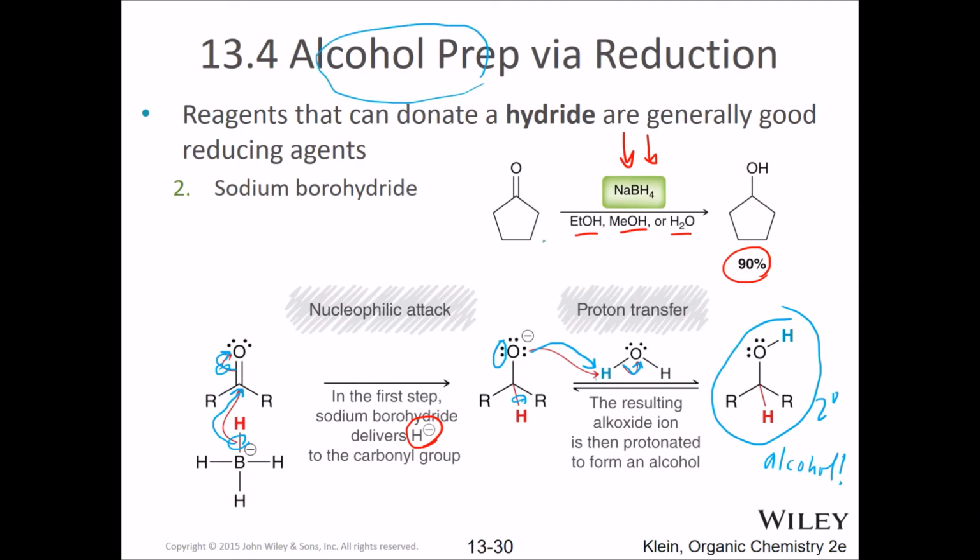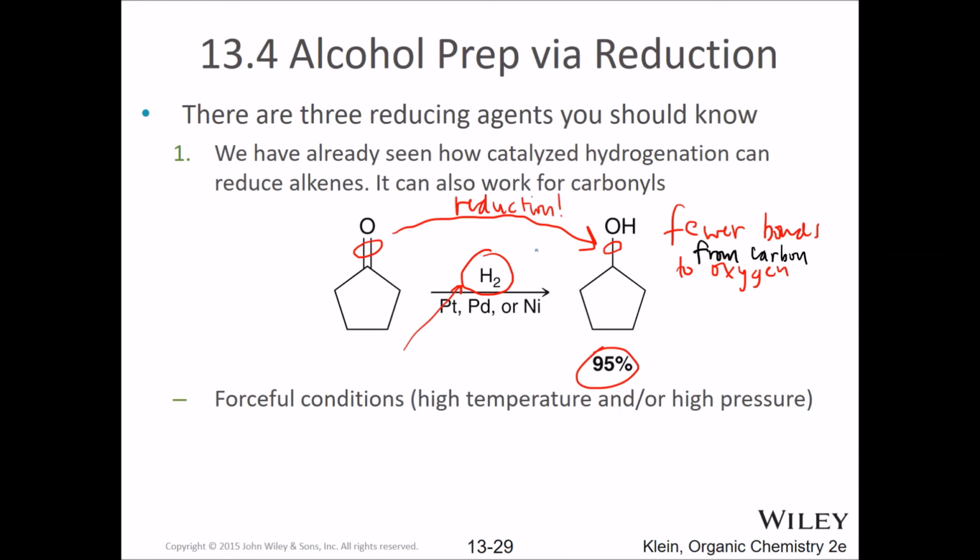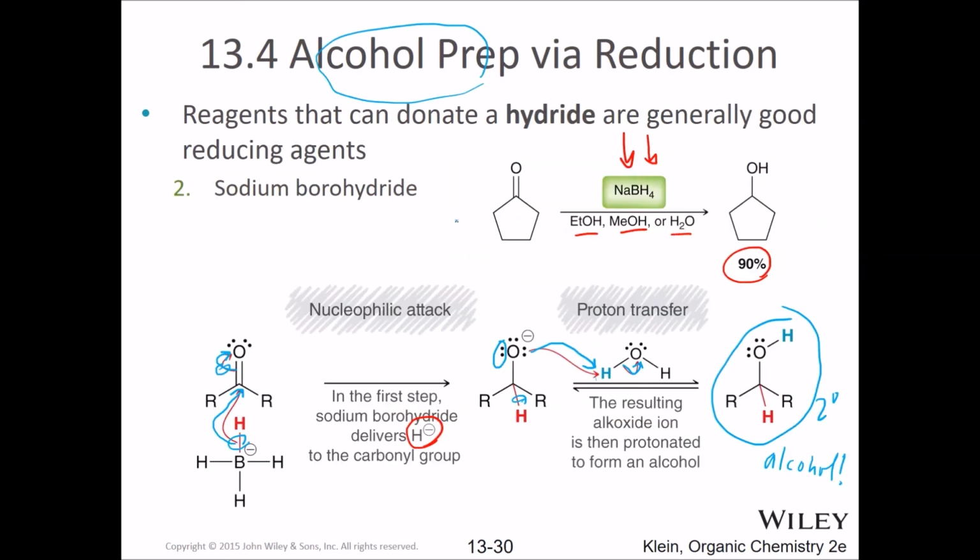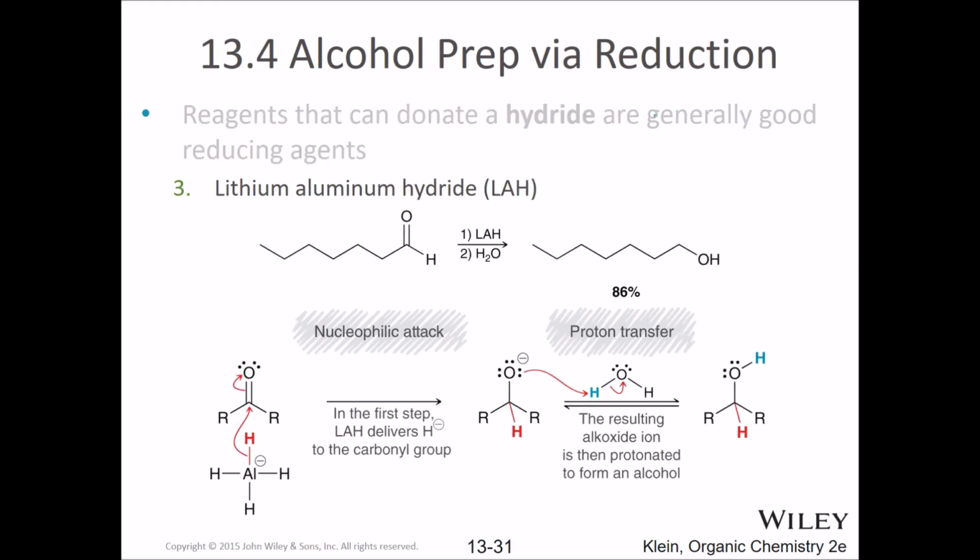So let me go back to the previous slide. Do you see how we made an alcohol? That was our first method. I said we're going to have 3 reducing agents. There's our alcohol. 3 reducing agents. The first one is hydride. The second one is sodium borohydride. Okay? And the third one is lithium aluminum hydride. Which we'll oftentimes write as LAH.